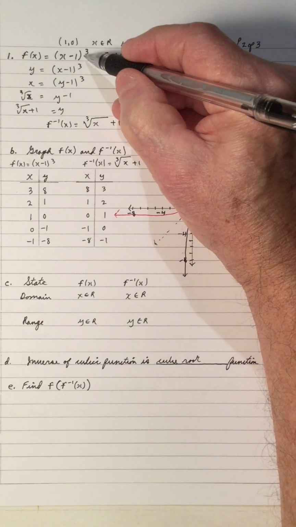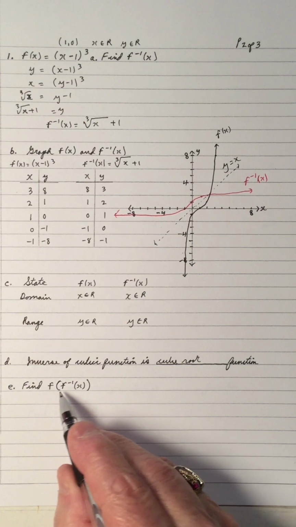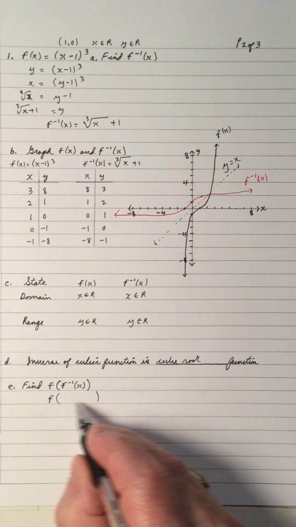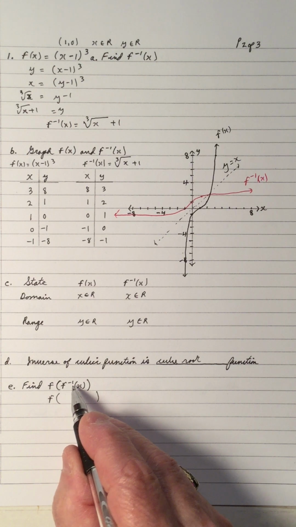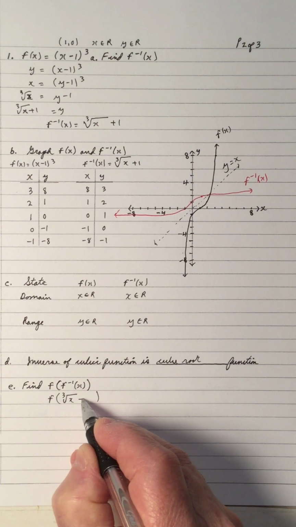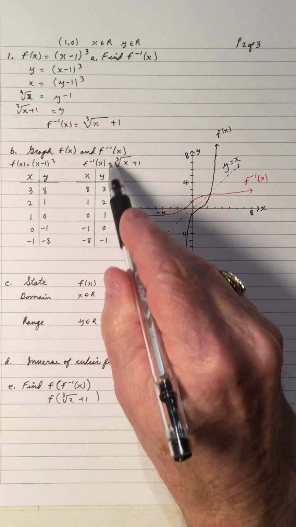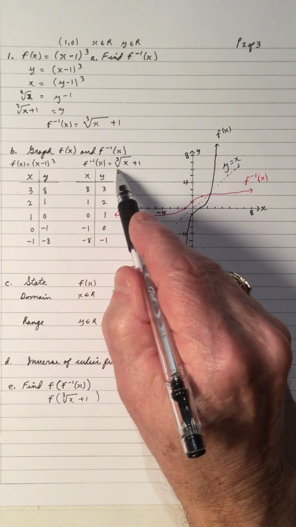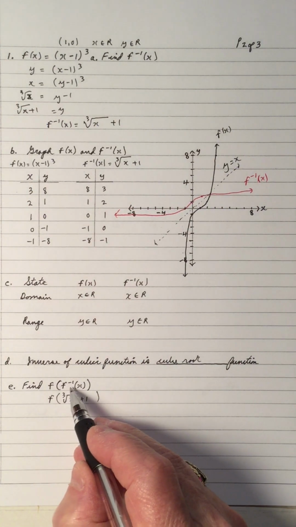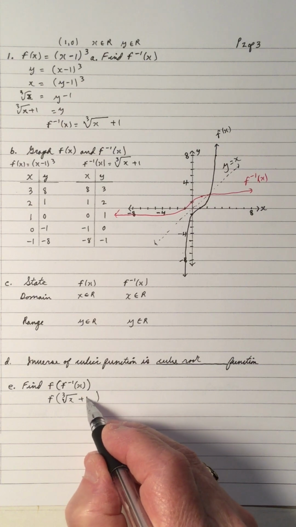So the inverse of a cube is a cube root. And now let's do the composite of that. So we have to do the inside first. So we sub in f to the negative 1. So f to the negative 1 is the cube root of x plus 1. It makes no difference which one you take. So f to the negative 1 is similar to substituting in a constant.